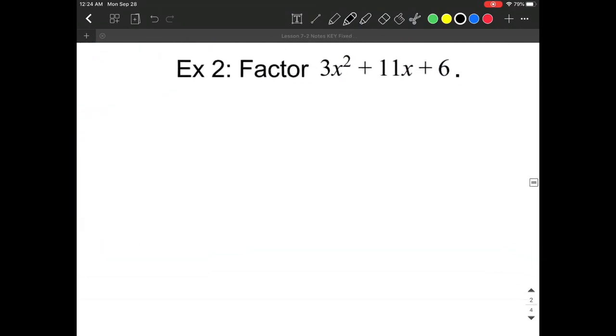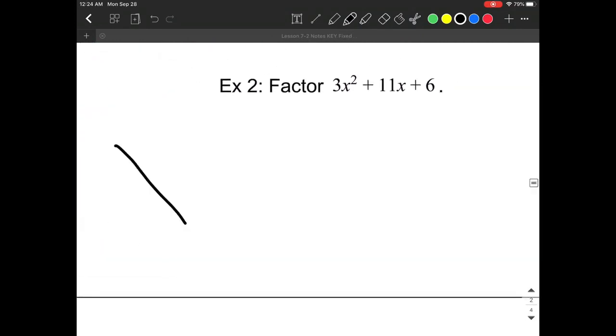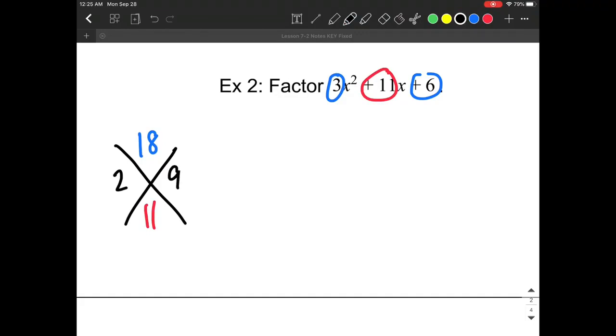All right, and then trying example 2, I want to factor this thing. So first thing I'm going to do, I'm going to use my diamond to find two numbers that multiply to 3 times 6, which is 18, and they have to add up to 11. And those two numbers are 2 and 9.